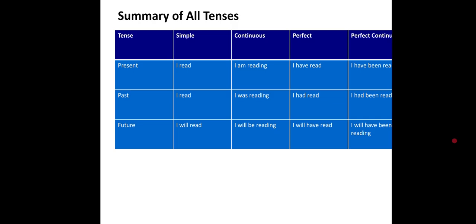For simple past tense, this is the example: I read. In case of past continuous tense, I was reading. And for past perfect tense, I had read. Next, we have past perfect continuous tense. For example, I had been reading. And in case of future tense, simple future tense, I will read. For future continuous tense, I will be reading. For future perfect tense, I will have read. And in case of future perfect continuous tense, I will have been reading.